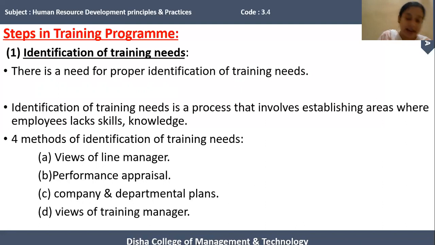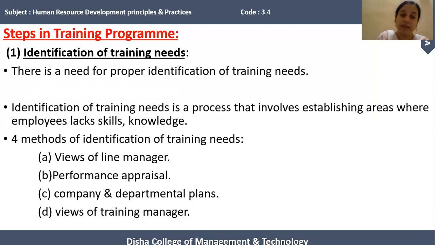Generally we can say that identification of training needs is a process that involves establishing areas where employees lack skills and knowledge. In the first step, the organization identifies in which area the person has some skill lacunae or deficiencies of knowledge. By identifying these areas, the organization plans to fulfill them through training. Identification of training needs is very important and also very difficult. By adopting one of four methods, the organization or the trainer can identify the training requirements of human resources.